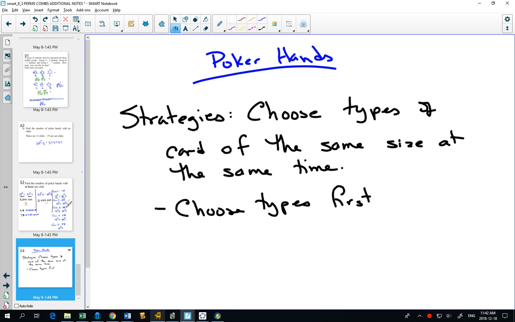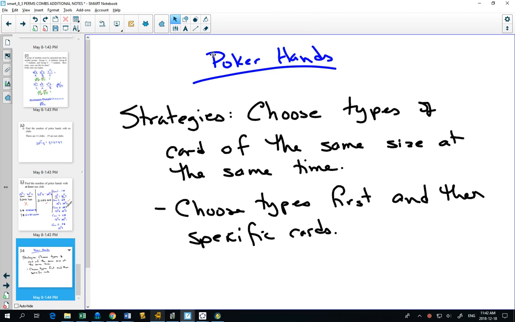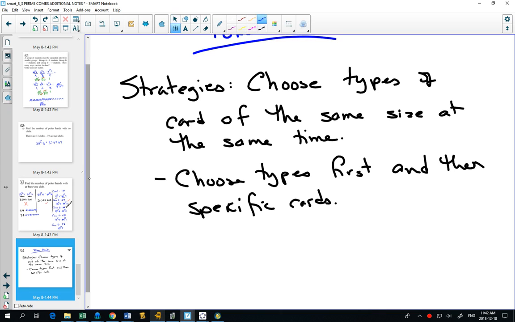We're going to choose types first. And then specific cards. Okay, these are going to be our strategies that we're going to use, and you're going to see what these strategies mean as we do a couple of examples. So example number 1.